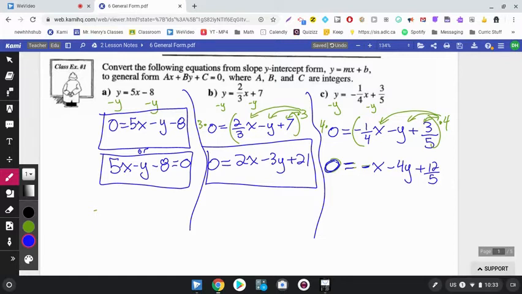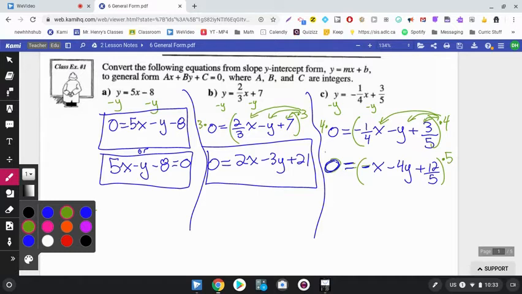Then I'm close, right? I got rid of one of my fraction pieces, and then you say, okay, well, now let's get rid of that divide by 5. The opposite of divide by 5 would be multiply by 5. And what I do to one side, I do to the other.